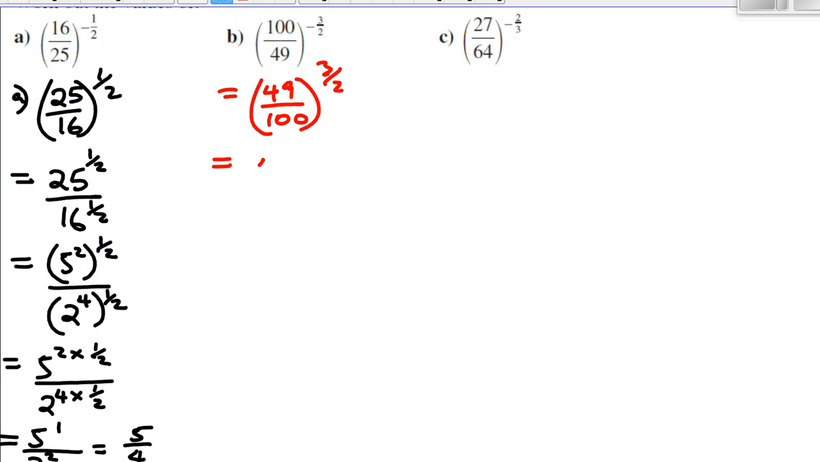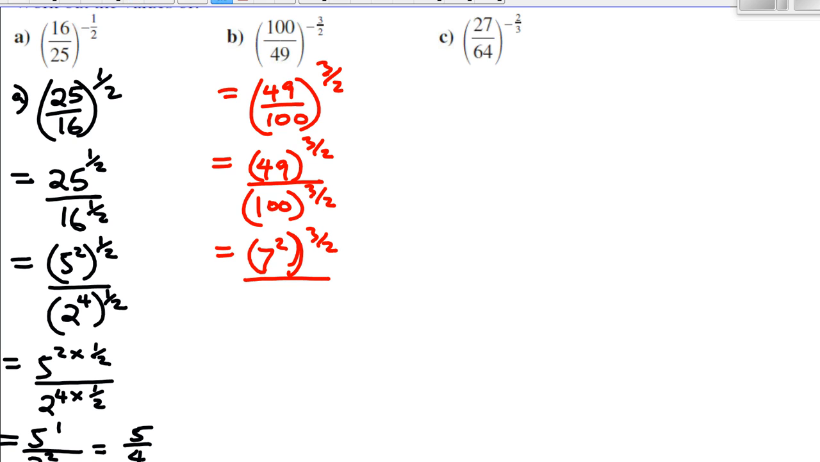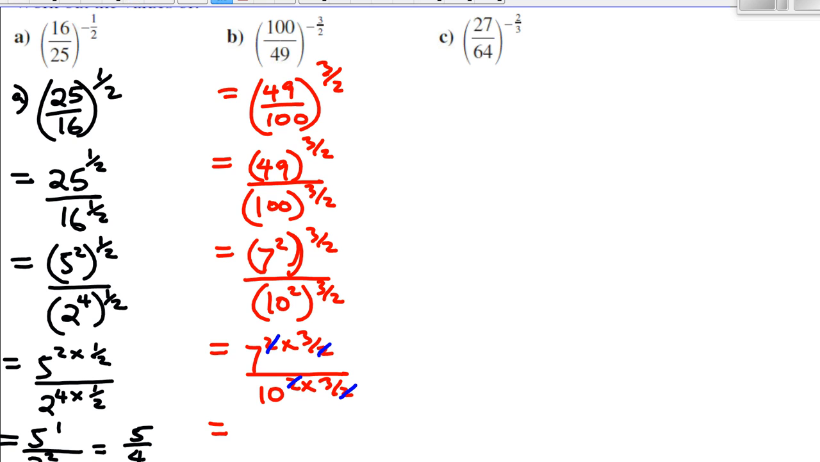So that means you have 49 to the power 3 over 2 over 100 to the power 3 over 2, which will be equal to 7 squared to the power 3 over 2 over 10 squared to the power 3 over 2, which is 7 to the power 2 multiplied by 3 over 2 over 10 to the power 2 multiplied by 3 over 2. Now, if you remember our trick from the previous questions, you can cancel these and cancel those. So you'll end up with 7 to the power of 3 over 10 to the power of 3, which is equal to, now 7 to the power of 3 is 343. If you're not sure, you can use your calculator, and then 10 to the power 3 is just 1,000.